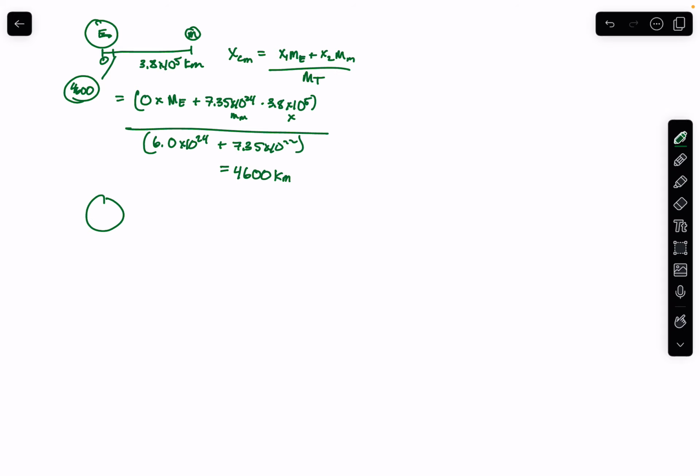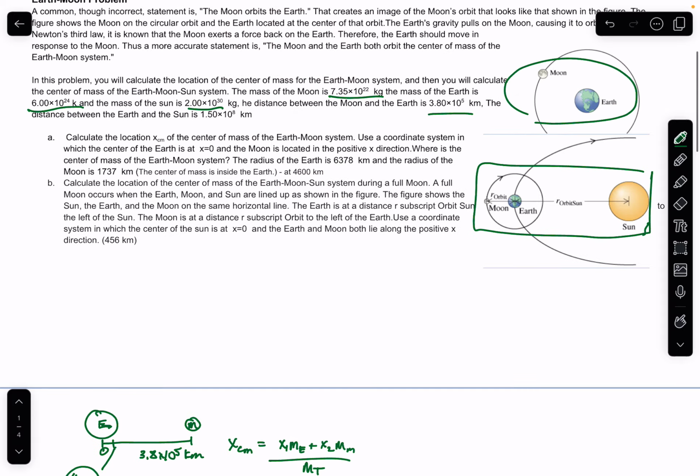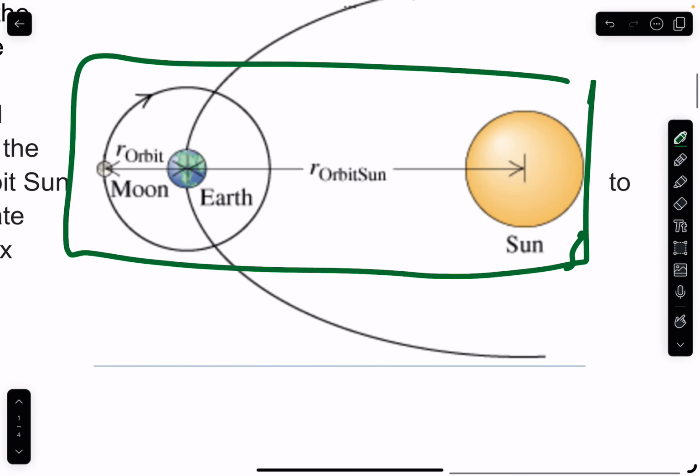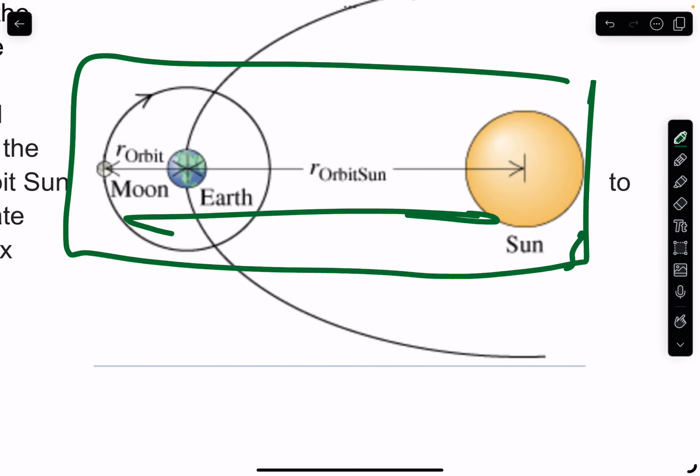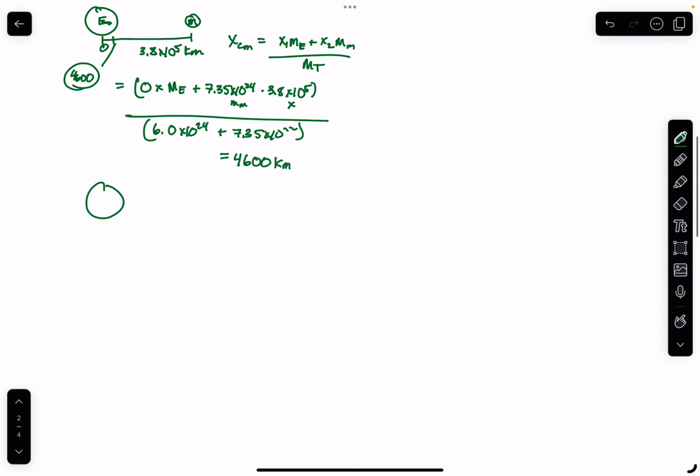So you're going to have a similar problem when you do the Earth, Sun, Moon problems. If I have the Sun, I'm going to flip it around compared to the image that's given here. You've got this image right here, I've got Sun, Earth, Moon right here. But what I want to do is the same problem. I'm going to put the Sun first, and then the Earth, and then the Moon. These are not drawn to scale. We'll make this the 0 point, and then this is 1.5 times 10 to the 8th.